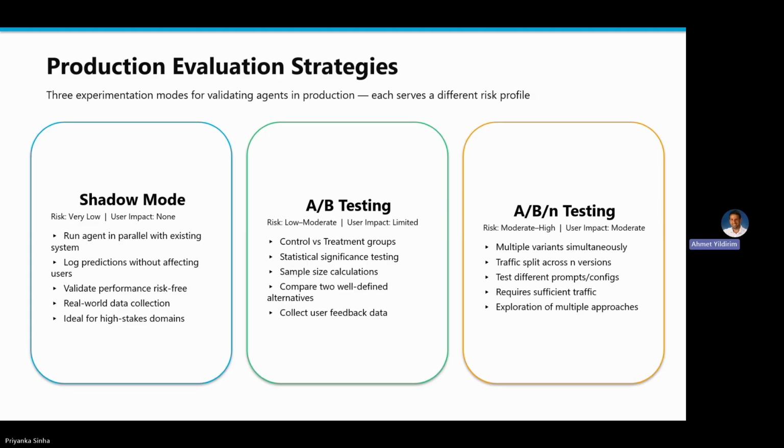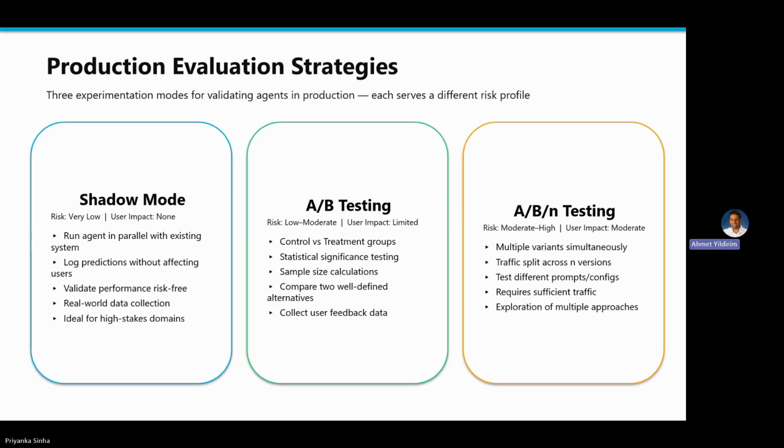The choice between these depends on your risk tolerance, traffic volume, and how many alternatives you need to compare. So you need to start with shadow mode, graduate to A/B, and use A/B/N when you have sufficient traffic and multiple promising approaches to compare. As a rule of thumb, always start at the leftmost mode you can justify. You graduate to the right-hand side only when the data earns it.